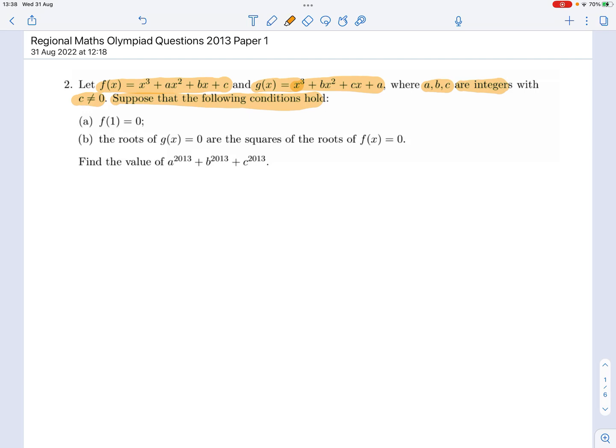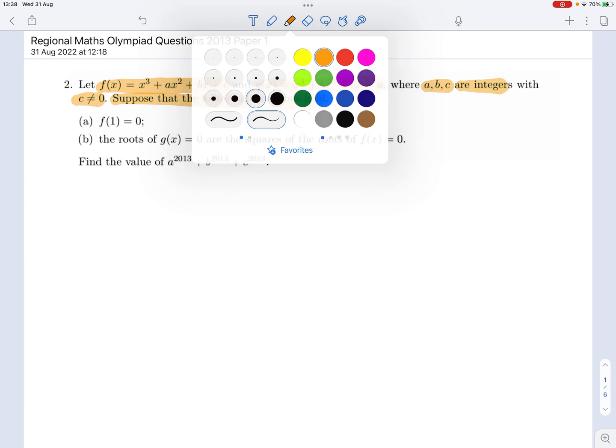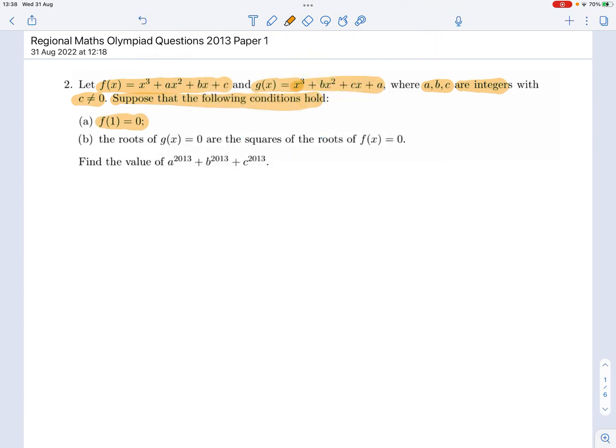The conditions are f of 1 equals 0, and the roots of g of x are the squares of the roots of f of x. And we want to find the value of a to the power of 2013 plus b to the power of 2013 plus c to the power of 2013.